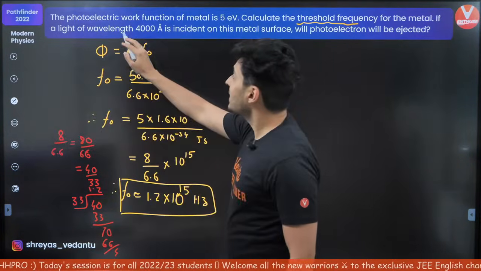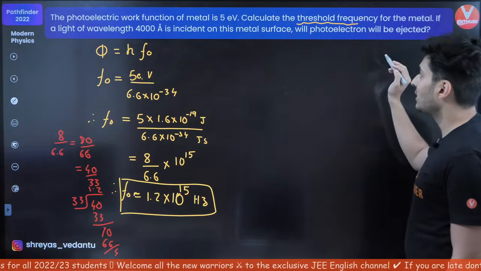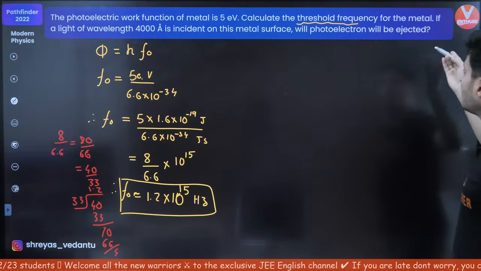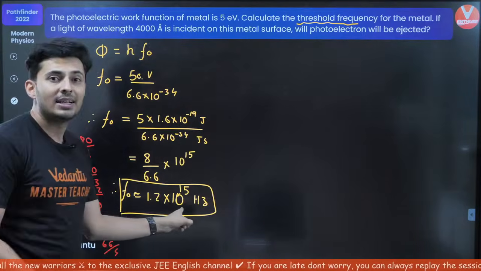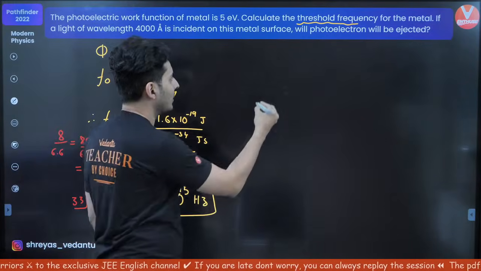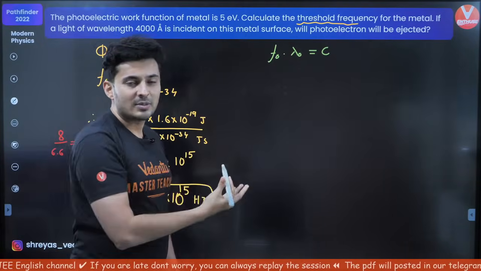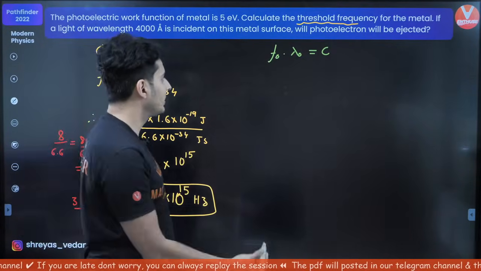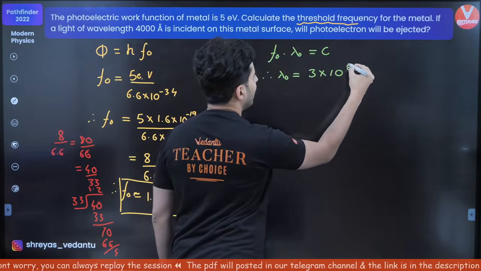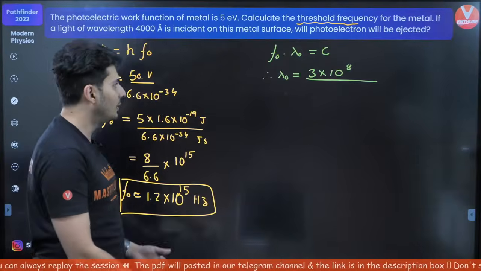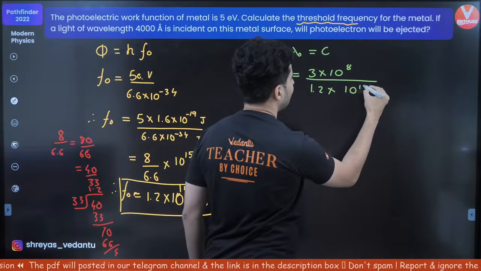The next part of the question says, will light of wavelength this much Armstrong, which is falling on that metallic surface, do you think photoelectron will be ejected or not? Since I know f naught, let's find the threshold wavelength. We know that f naught into lambda naught is the speed of light. Speed of light is frequency into wavelength. So lambda naught will be c, which is 3 into 10 to the power 8, divided by the frequency which we just found out, which is 1.2 into 10 to the power 15.